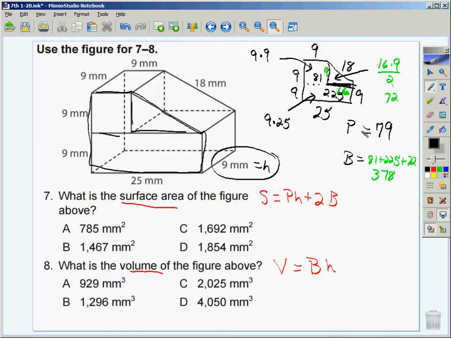Surface area then is just a matter of plugging these numbers in. What do I put in place of P? 79. What do I put in place of H? 9. 2 times, what do I put in place of B? 378. So, when I work this one out, it comes up to this. 1,467. Okay.